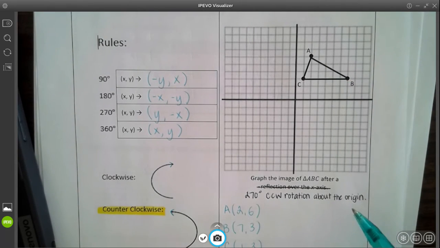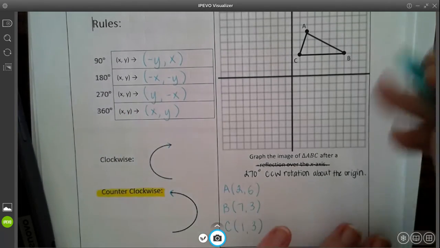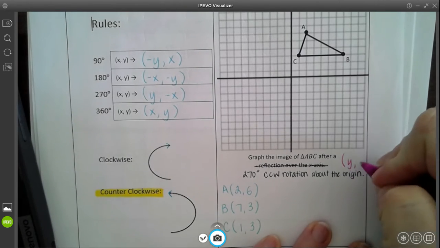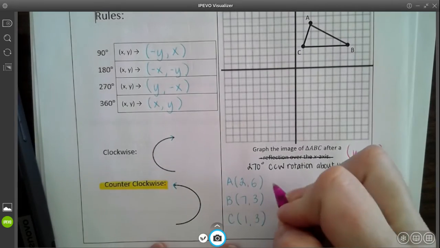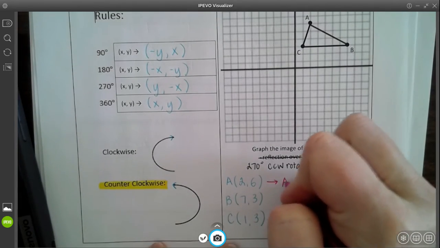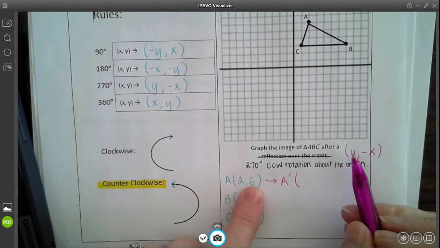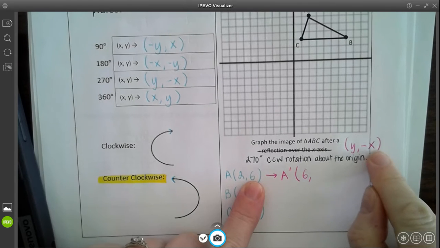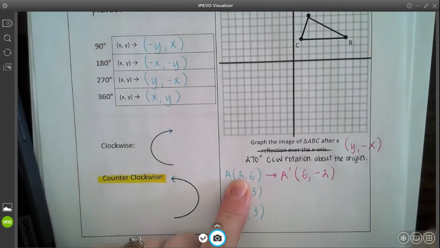Okay, so a 270 rotation, we're going to apply this rule right here, which is we're going to write the y coordinate and then the opposite of the x coordinate. Okay? All right, so A prime. So the first thing is we write down the y coordinate, which in this case, the y coordinate is 6. And then we're going to write the opposite of the x. So the x coordinate is 2. The opposite of that would be a negative 2.